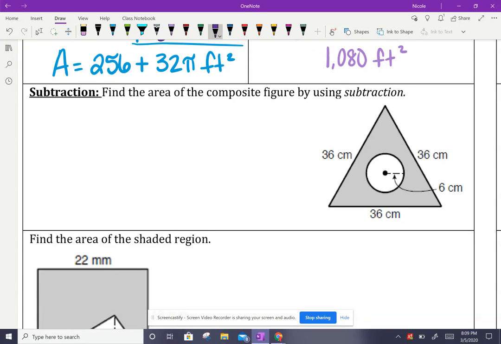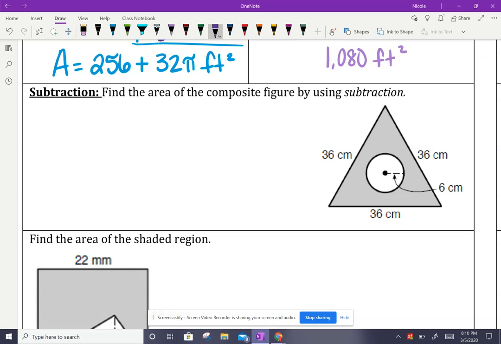Now we also sometimes have to subtract. So sometimes I remove a shape from another shape, and I need to find the area of just the shaded space, as if I was going to just paint that piece, but not the piece I took out. So when we do that, we will be using subtraction. So I need to find the area of the composite figure by subtraction.